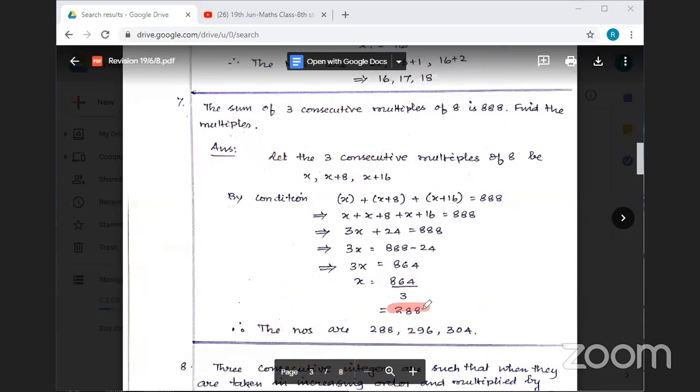What is the second number? 296. Why? You have to add 8. Now what is the next number? 304. You have to add one more 8. Are you getting this one? Yes, sir. Any doubt? No, sir.